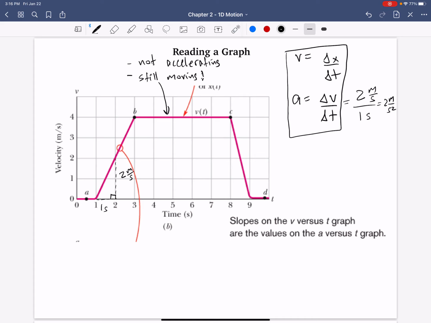And by the way, over here, I should put what's going on. This is accelerating, in other words, speeding up. And we can do it in the positive direction, right? In fact, this is all happening in the plus x direction.